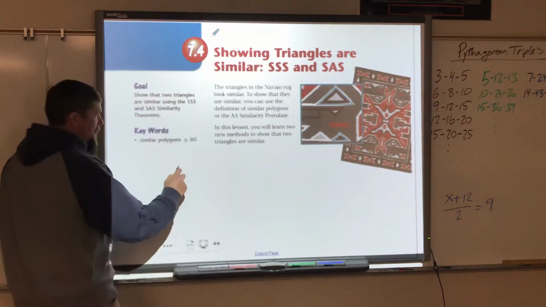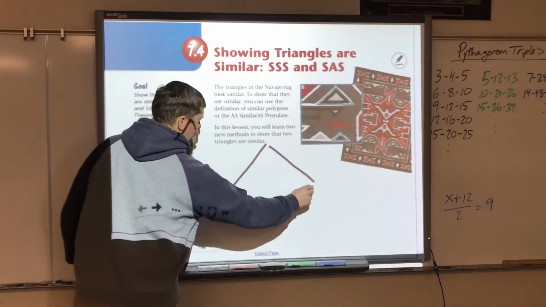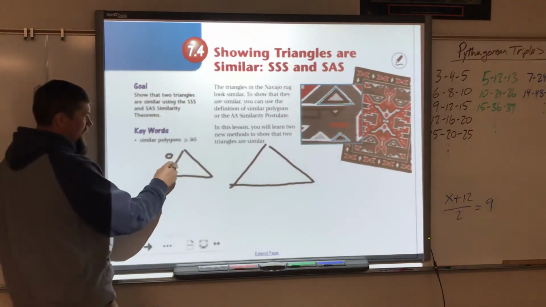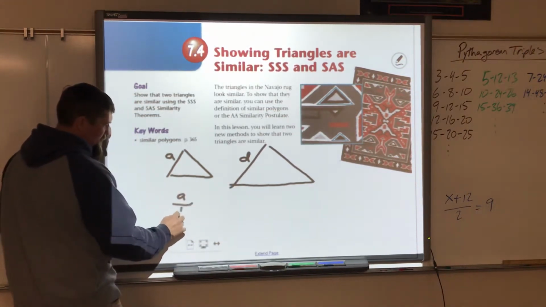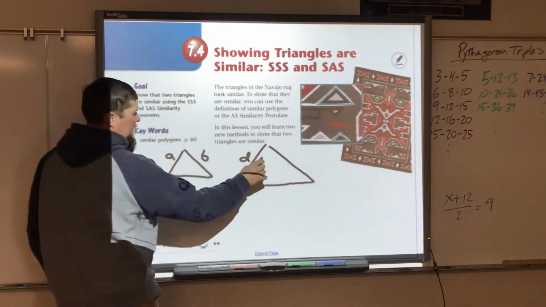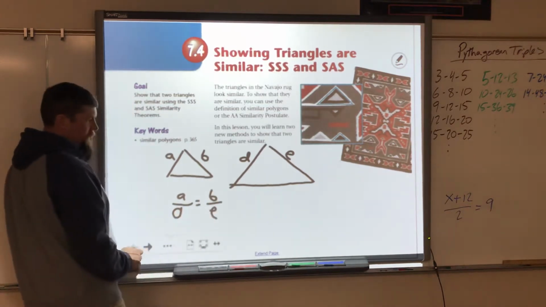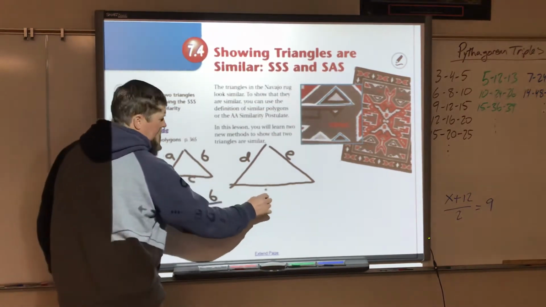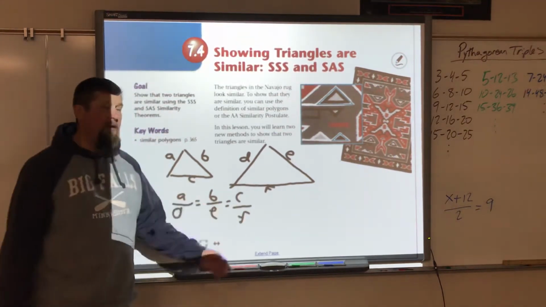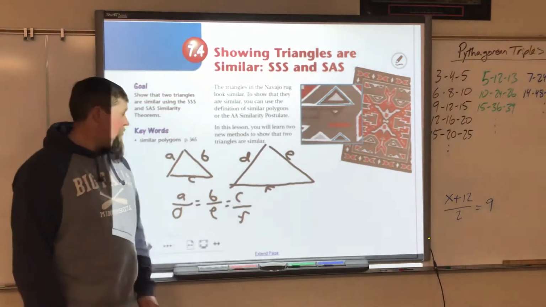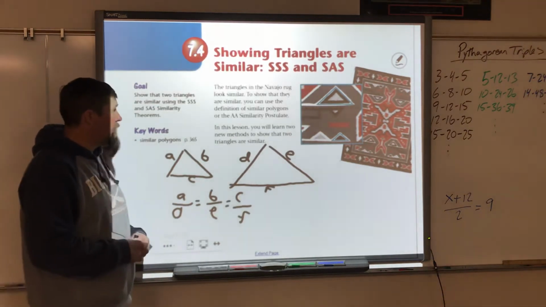So if we have two triangles, if we want to show that these are similar, we can show that A and D are proportionate along with B and E, or C and F. If you can show all three of these fractions are the same ratio or fraction, then we know that the triangles have to be similar.